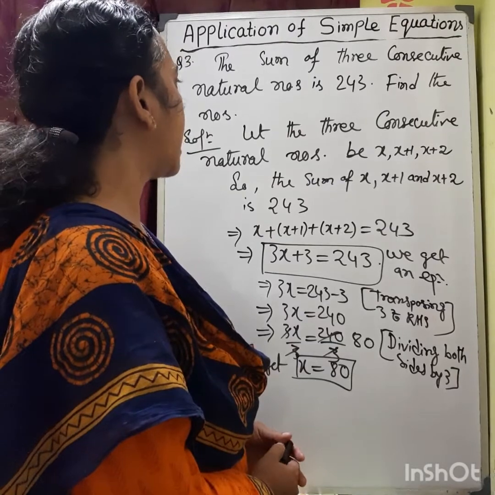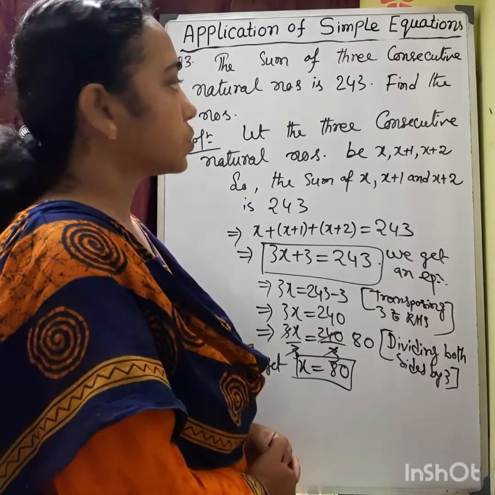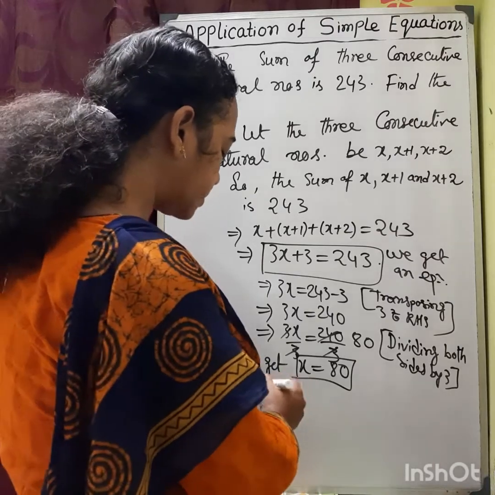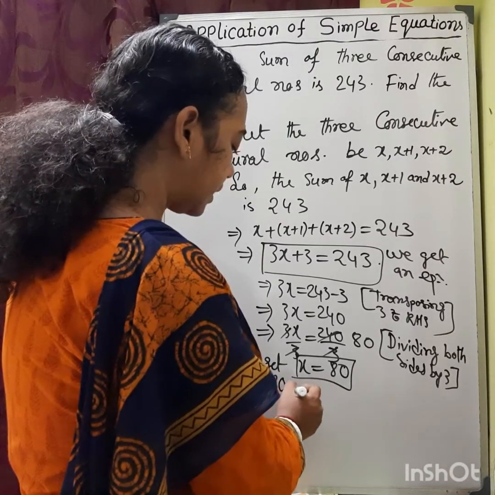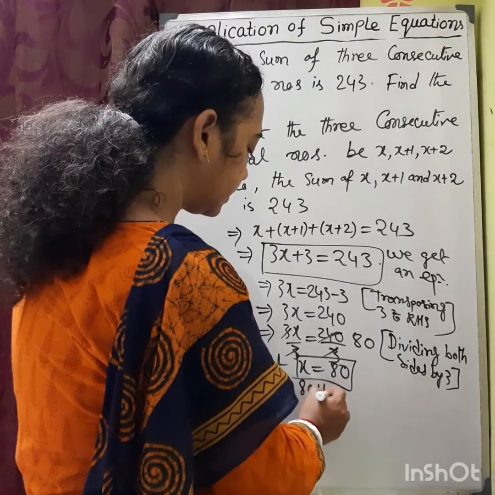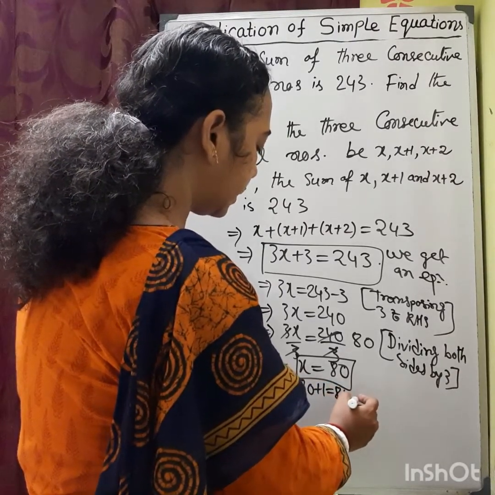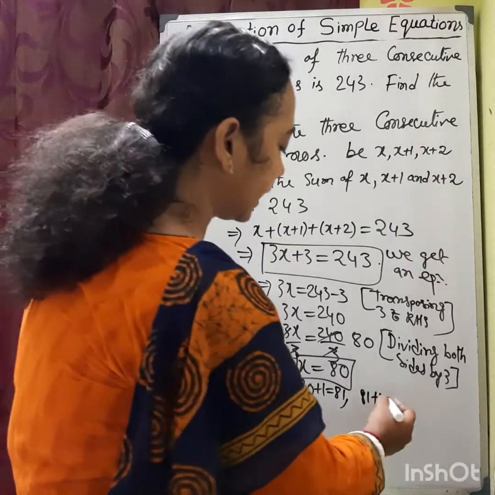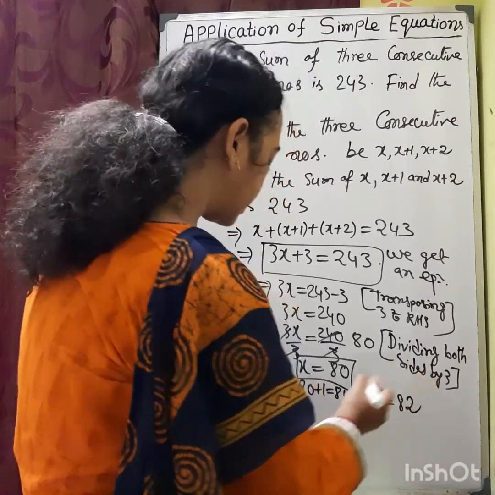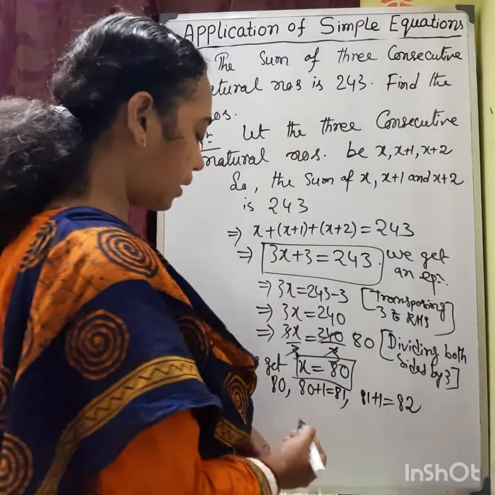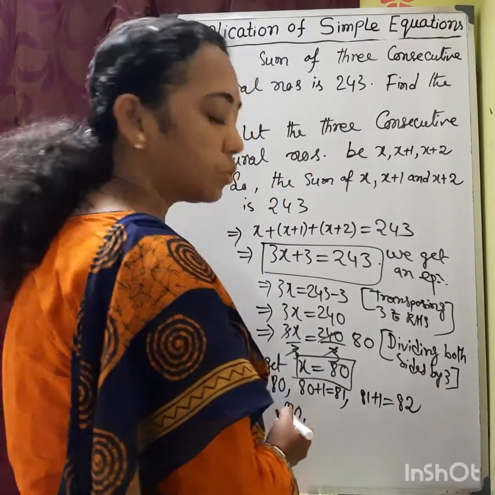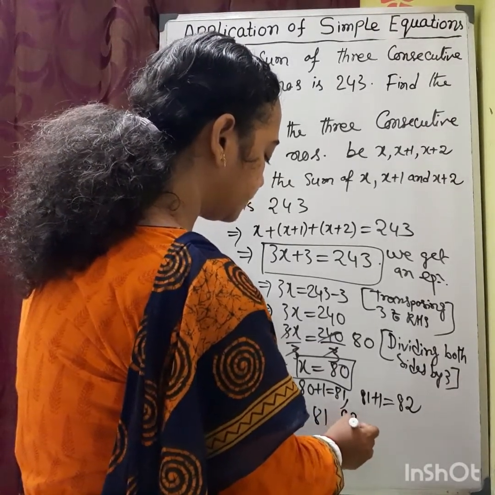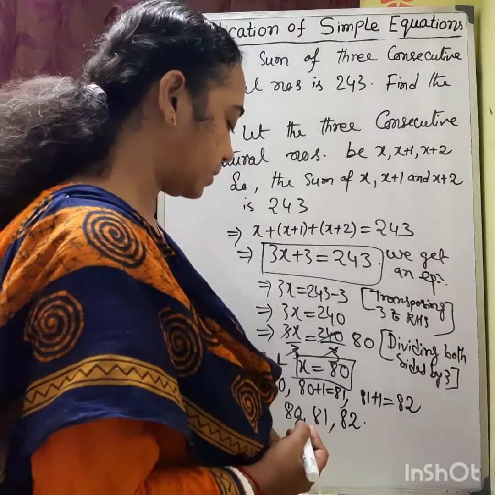But in this question it is asked to find the numbers. So we have to find the 3 consecutive numbers. If the first number is 80, then the second number will be 80 plus 1, that is 81. And the third number will be 81 plus 1, or we can say 80 plus 2, that is 82. So the 3 consecutive natural numbers are 80, 81 and 82.